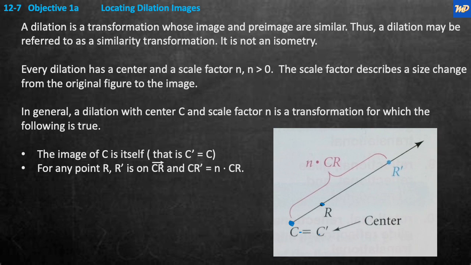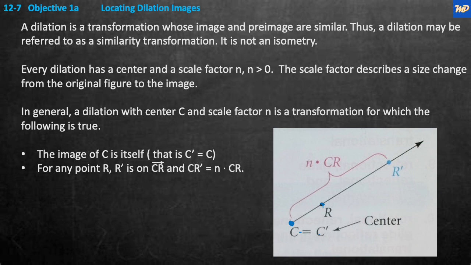Okay, that's kind of what they're showing here. This doesn't move. And then for any point R, and points all up and down this ray, R prime is on the ray CR. So as you see, this R is on the ray, and this R prime is on the ray. Everything is in line. Nothing moves out of that line, okay?